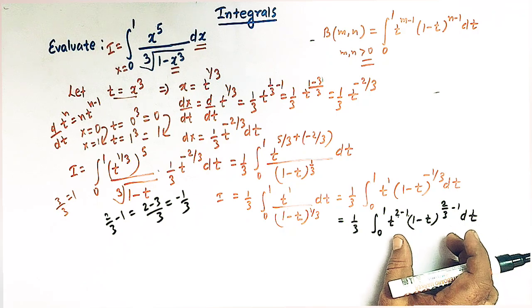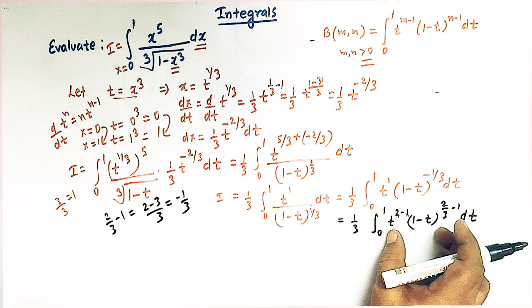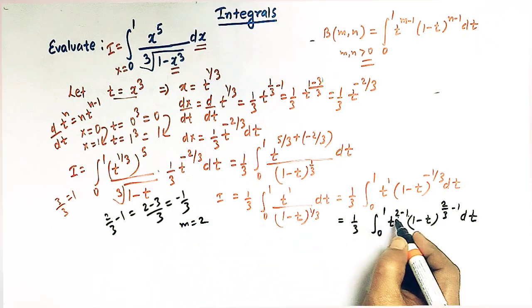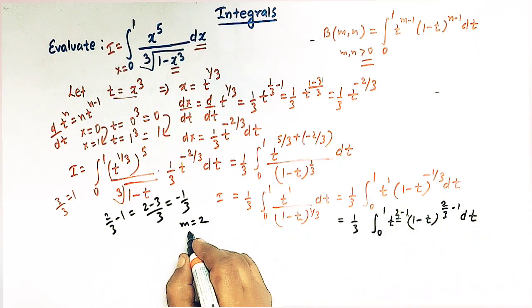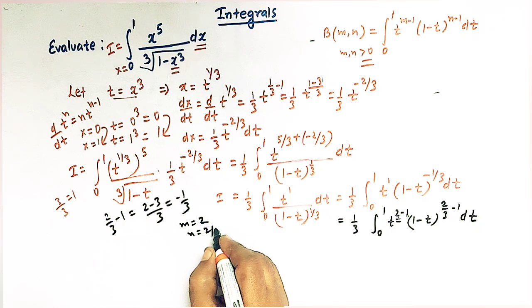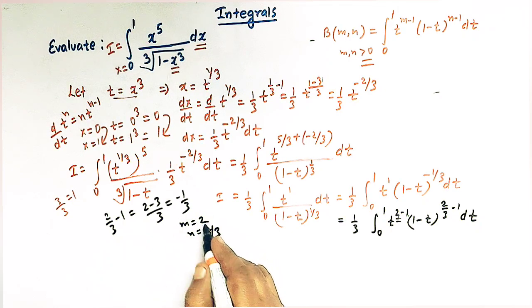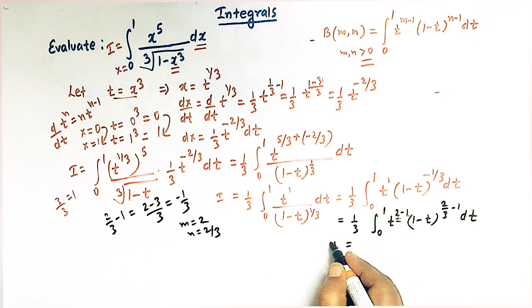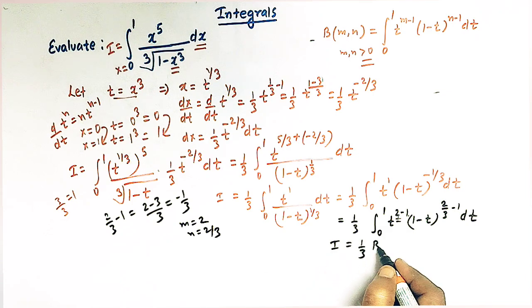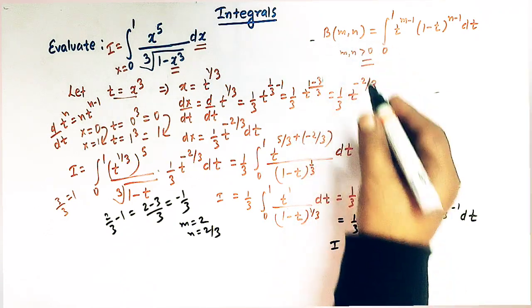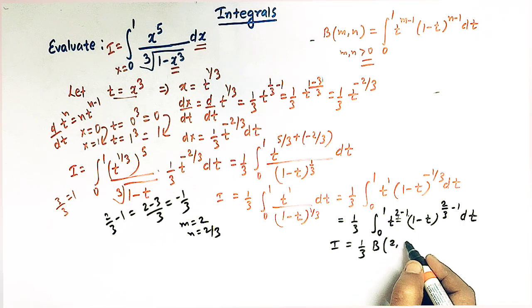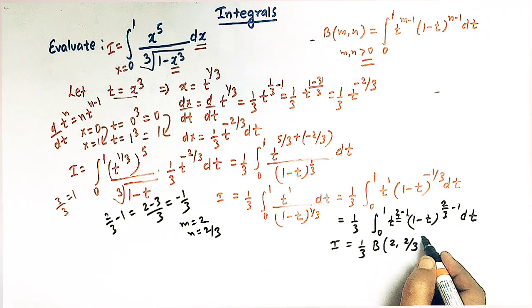So now if we compare this integral with this one, then the value of m is 2, and the value of n is 2 by 3, and obviously 2 and 2 by 3 are greater than 0. So we can now write I is equal to 1 over 3 beta function, that is beta of m comma n. M is 2 and n is 2 by 3.